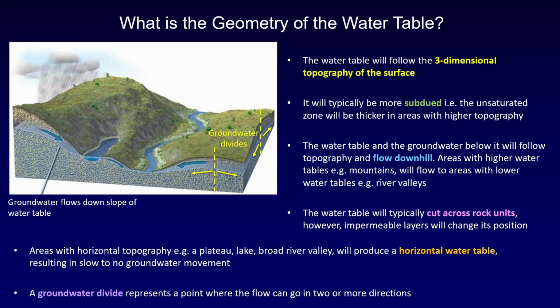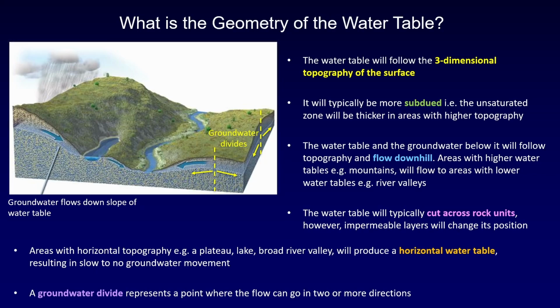So we're going to begin by looking at the geometry of the water table. So we can see we have a diagram over here on the left, and we can see that the subsurface in this case consists of just one material. And this material is clearly highly porous and permeable, so groundwater flow can occur relatively easily.